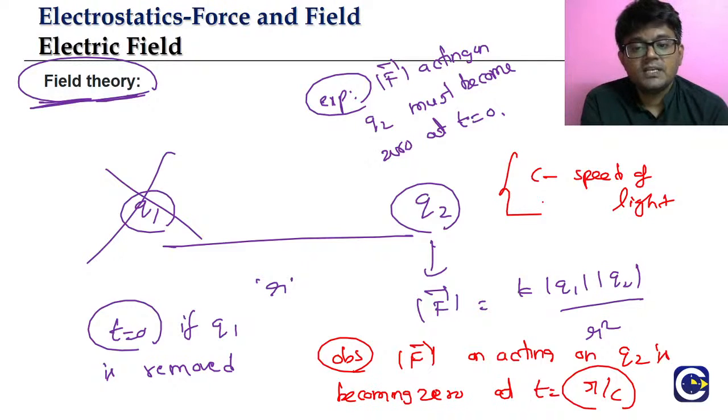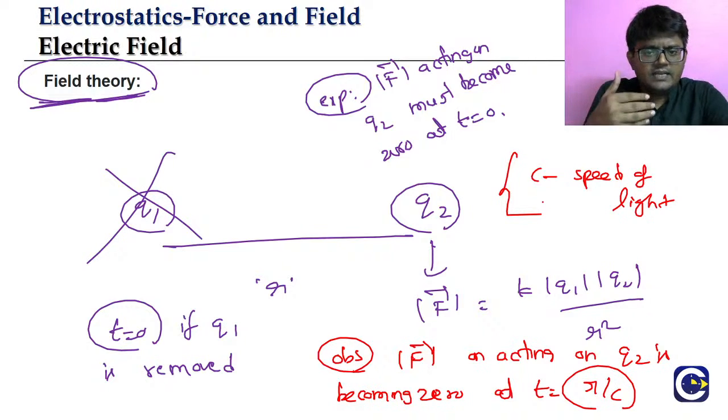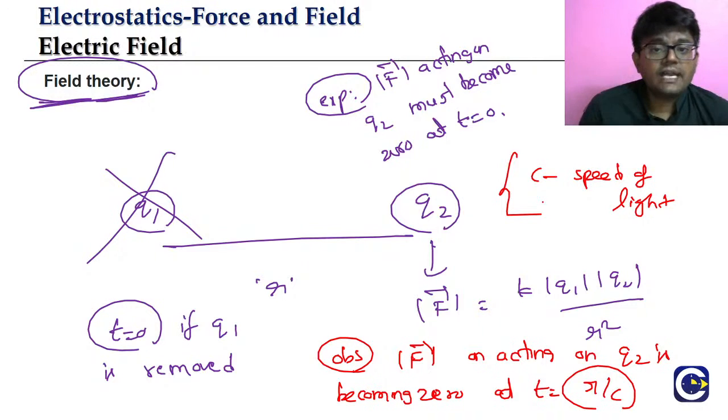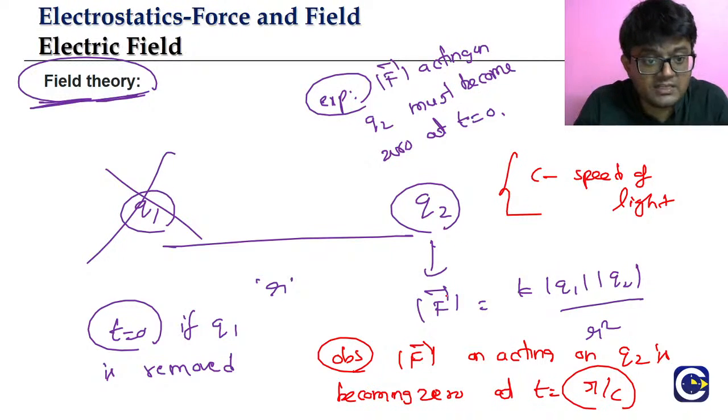First of all, people were not able to understand why this was happening. Because we have removed the charge, so the force experienced by q2 should instantly become 0, right? It didn't happen like that, so they had doubts about why it was happening. Then the concept of field theory was proposed. To explain this kind of observation, they proposed the field theory.